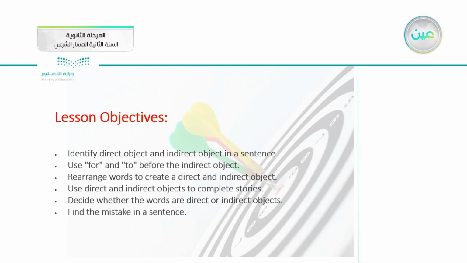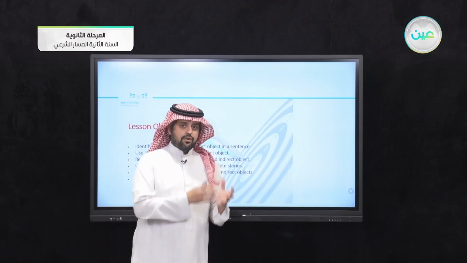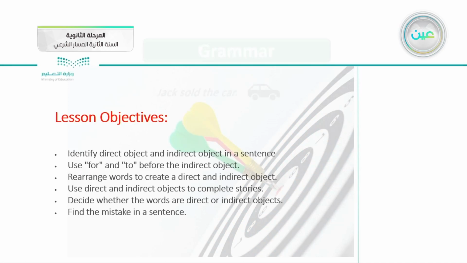Rearrange words to create direct and indirect objects. Use direct and indirect objects to complete stories. Decide whether the words are direct or indirect objects. Find the mistake in a sentence. So we'll be studying today direct and indirect objects and the use of for and to.